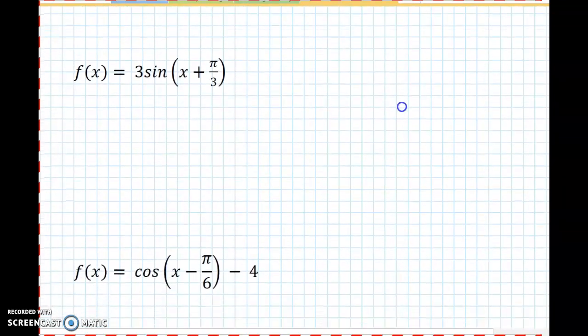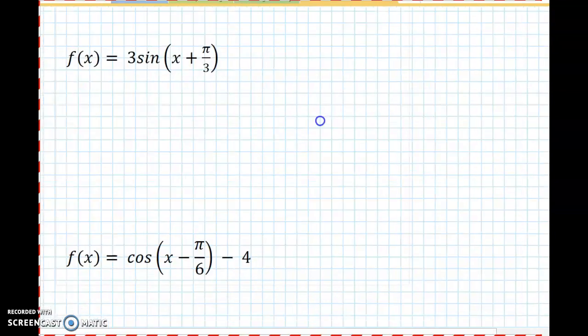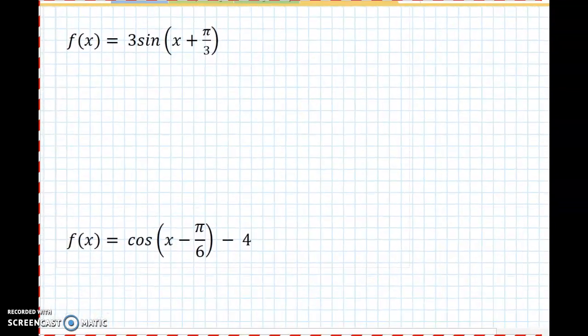So, all these problems are going to look very similar to what they did yesterday, but now we're shifting left or right. So just like before, when you shift left or right, you always do the opposite of what the sign is. So this is positive pi over 3. So we're going to actually end up shifting backwards to negative pi over 3. So that's your starting point. And for those of you who like to make tables and things, you can certainly do that. It just depends on how your brain works.